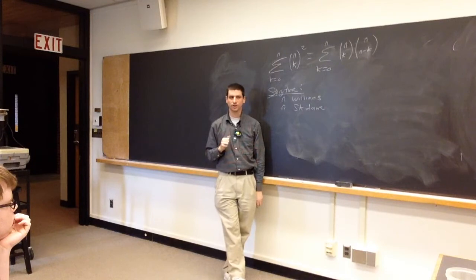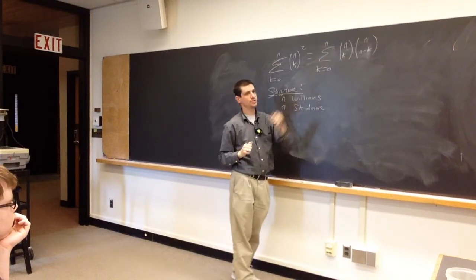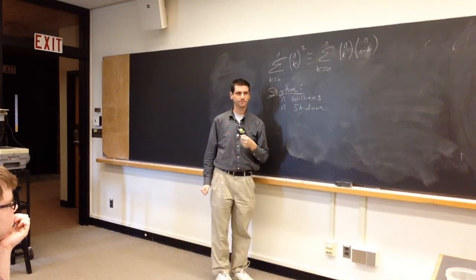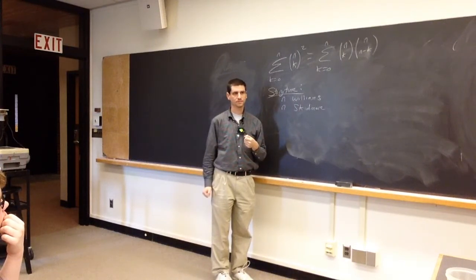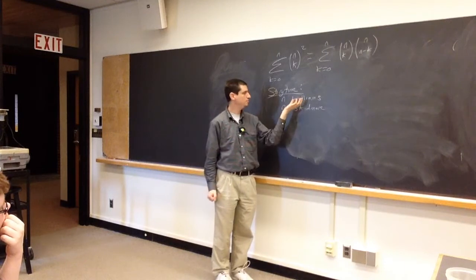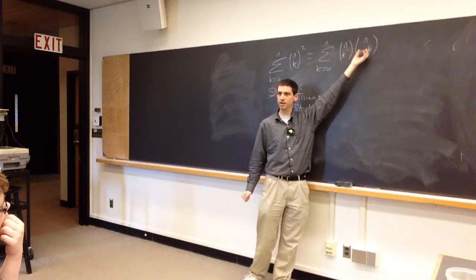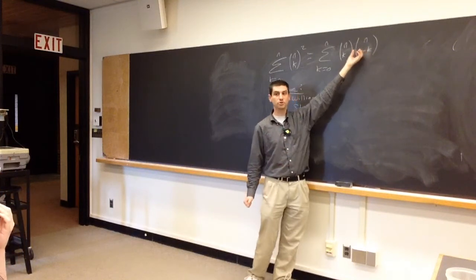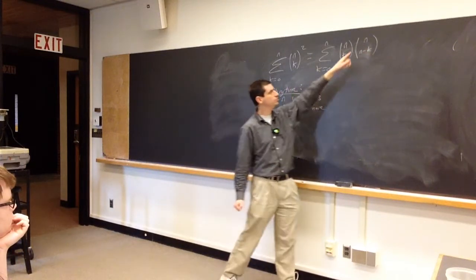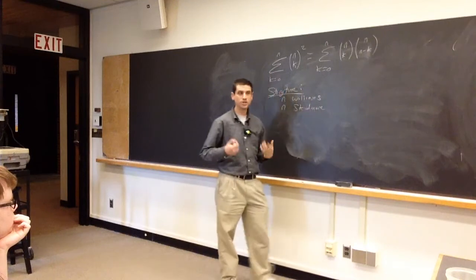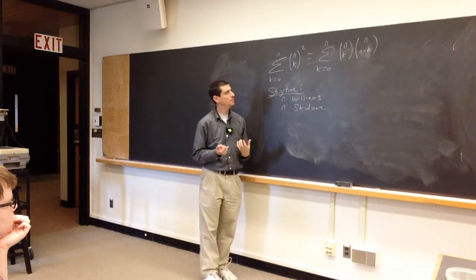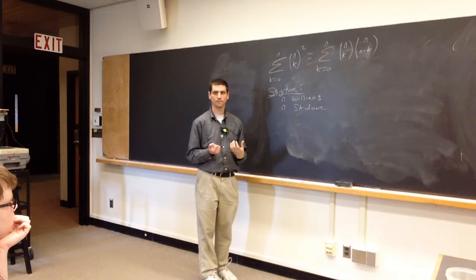All right? How would you interpret n choose k? So I've got n people from Williams. I'm choosing k people from Williams. How would you interpret n choose n minus k? I'm choosing n minus k people from Skidmore. How many people have I chosen overall?